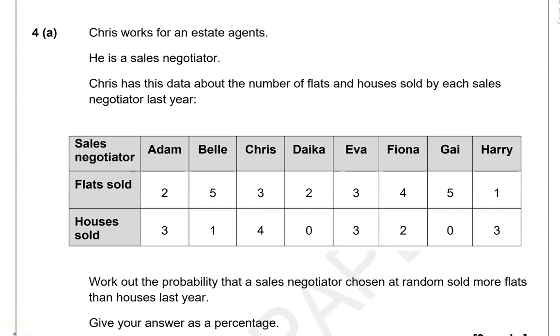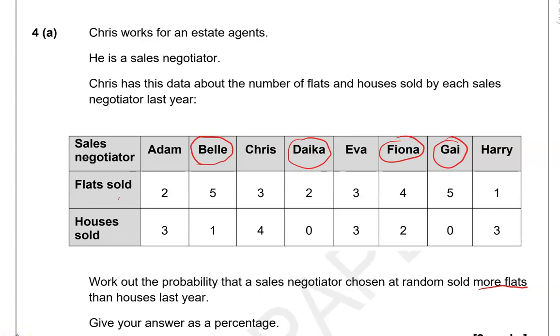So we're looking at the probability that a sales negotiator chosen at random sold more flats than houses. So we've got flats and then we have houses. So for Adam, that is 2 flats, 3 houses, so that is not more, it's less. For Belle, that is 5, and so that is the case for her. Chris, 3, 4, that's not. Daika, yes. Eva, not, because it's equal. Fiona, yes. Guy, yes, but not for Harry.